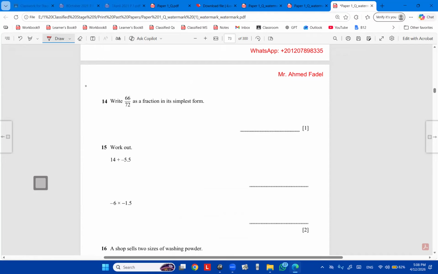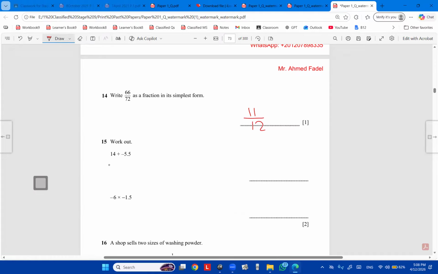Write 66 over 72 as a fraction in its simplest form. I'm going to divide both by 6. So dividing the up by 6 is 11. Dividing down by 6 is 12. Here, this one simply means a 14 plus negative. It just means minus 5.5, which is going to be equal exactly to 8.5.